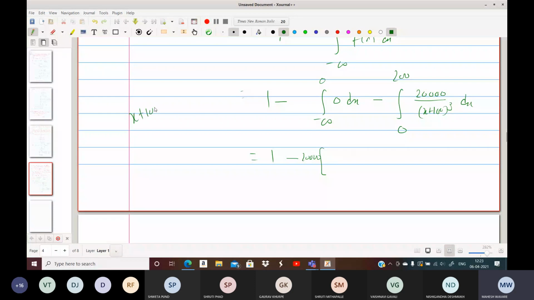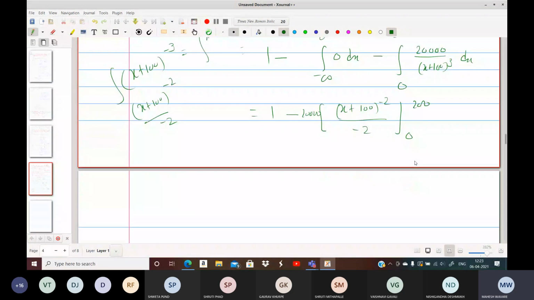This integration is x plus 100 raised to minus 3 plus 1, that is minus 2, upon minus 2, like that it can come. X plus 100 raised to minus 2 upon minus 2, with limits 0 and 200. And now you can calculate this. This minus 2 can make a plus. So 1 plus 2 is division, so it is 10,000.